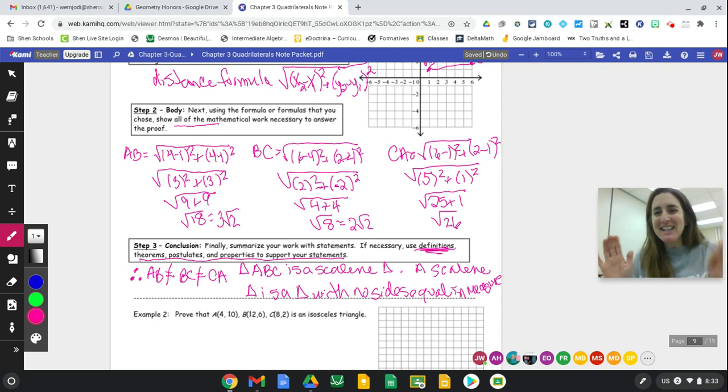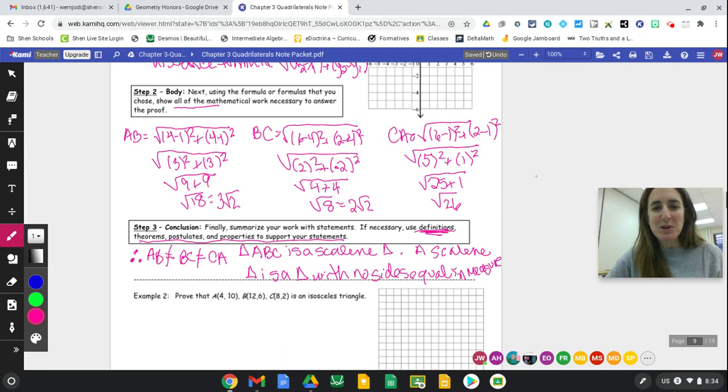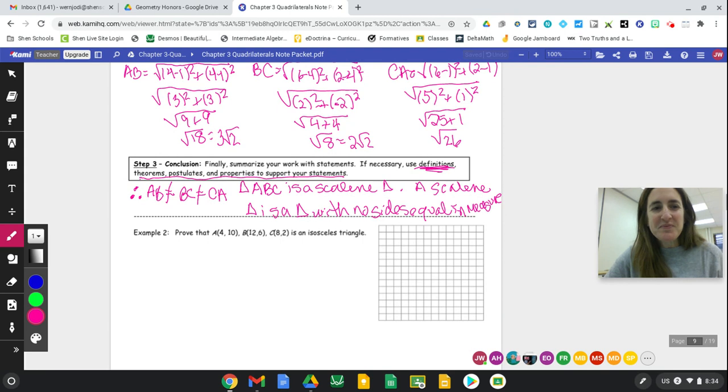That was super fun, wasn't it? It's like a little mystery puzzle. Like, is it going to be scalene? Is it not? Can you justify it with your math and use your definitions to prove that it's true or not? That was so fun.